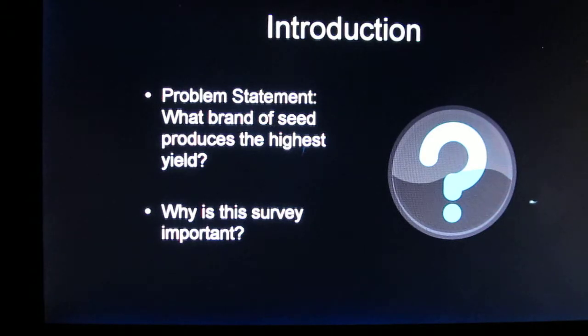The first step of this research was defining the problem of what brand of seed produces the highest yield. This research is important because it will help determine what brand of seed works best in this geographic location based on weather conditions, soil types, tillage, and fertilizer rates. The objective of this research is to help Drew Farms determine which seed works best in this area so they can be a more profitable company.